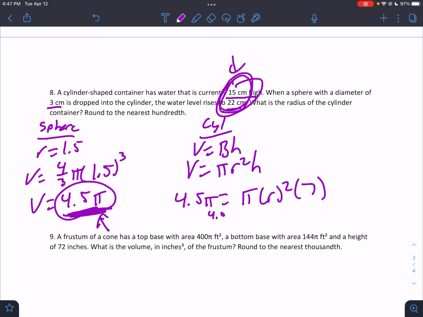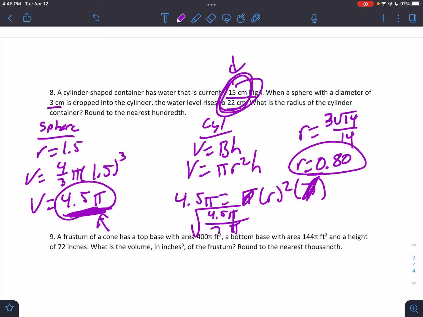So we know it's going to be 4.5 pi. We have to divide the 7 off. That's gone. We have to divide the pi off. Those cancel out. They're gone. And then we have to take the square root. So it's going to be the square root of 4.5 over 7. And so the radius equals 3 root 14 over 14. But it says round to the nearest hundredth. So the radius would be 0.80. Nearest hundredth, you got to round correctly. Even if it's a 0, you got to put it.